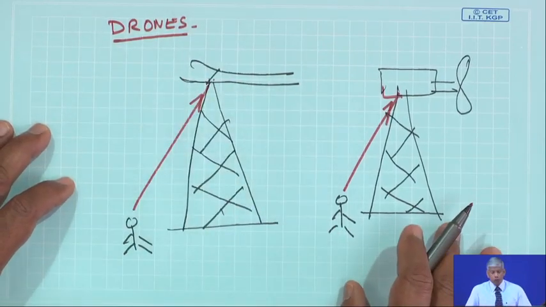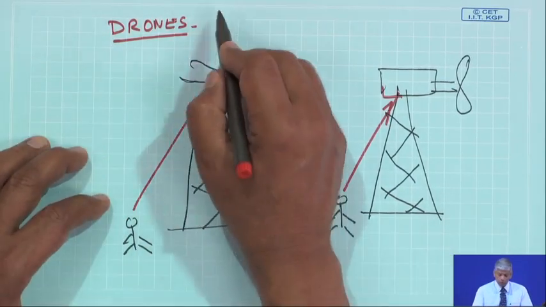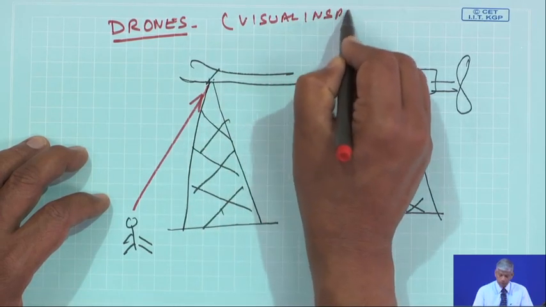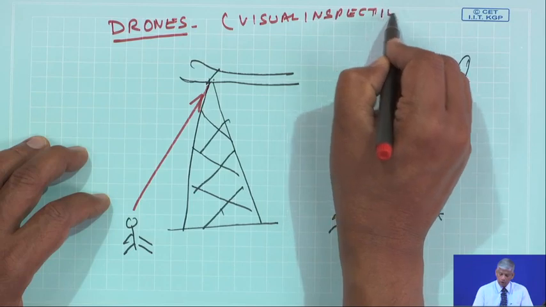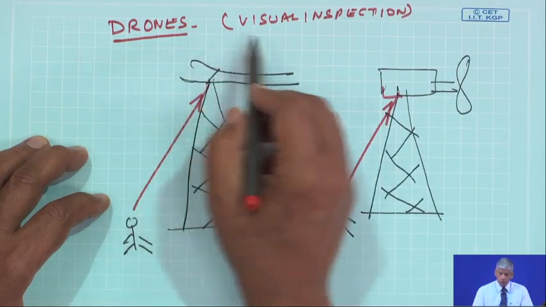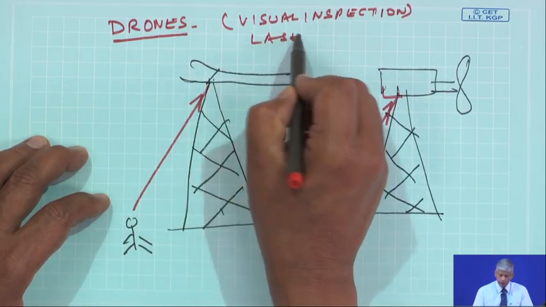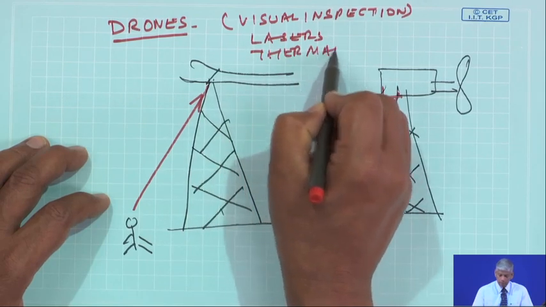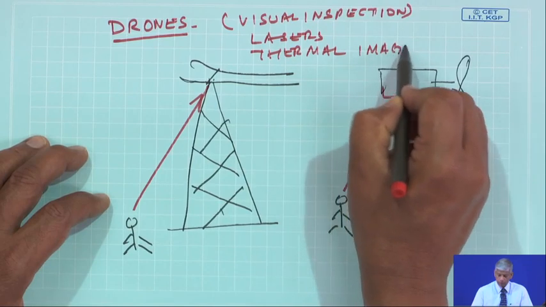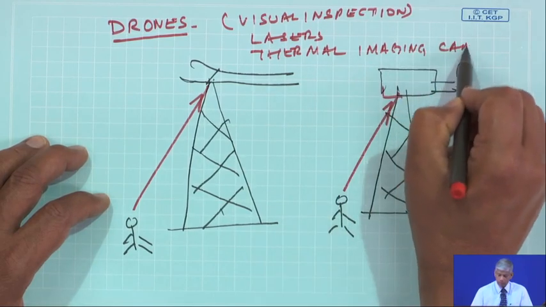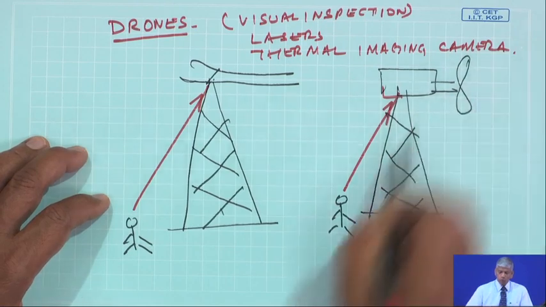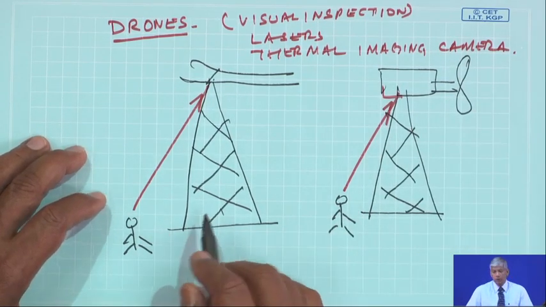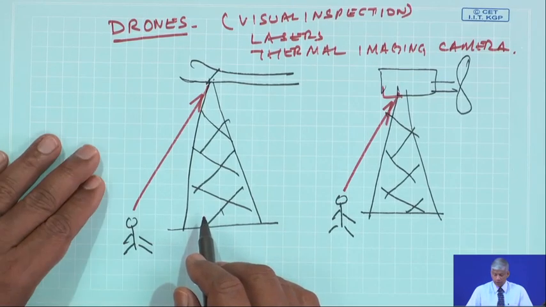People have started to use drones for, obviously, visual inspection, and the drones could carry lasers, could carry thermal imaging cameras, to measure at locations where humanly it is time consuming, it is dangerous, and so on.